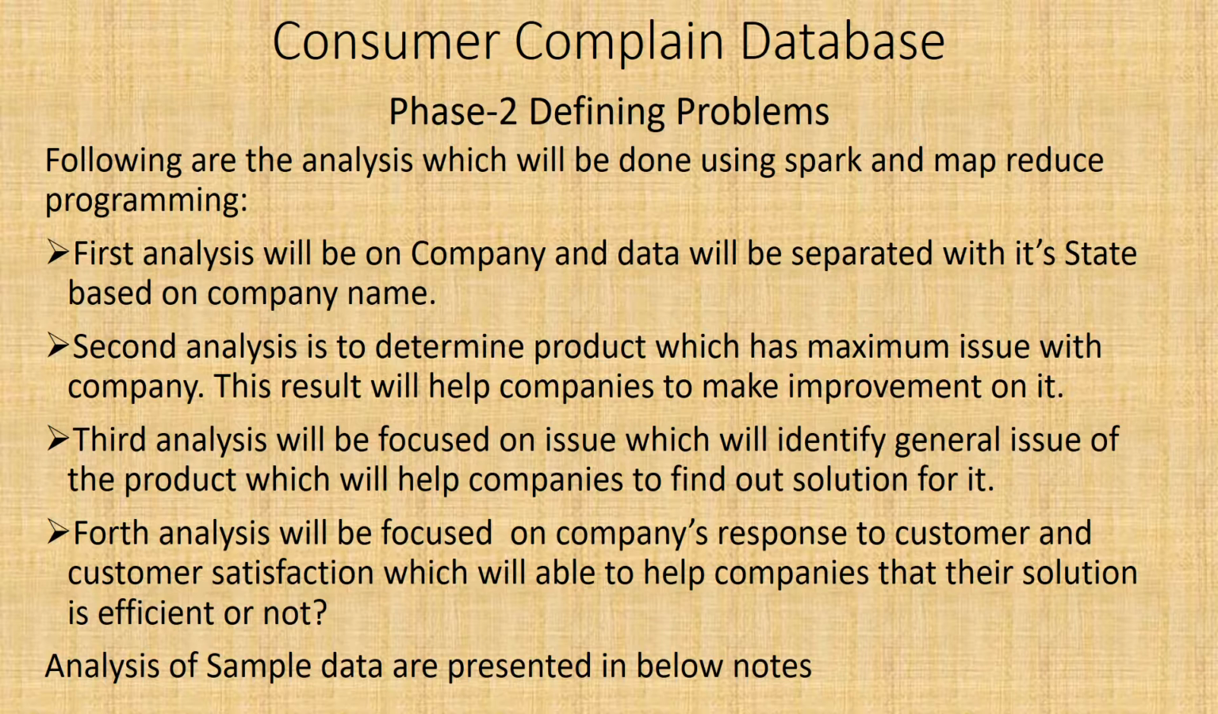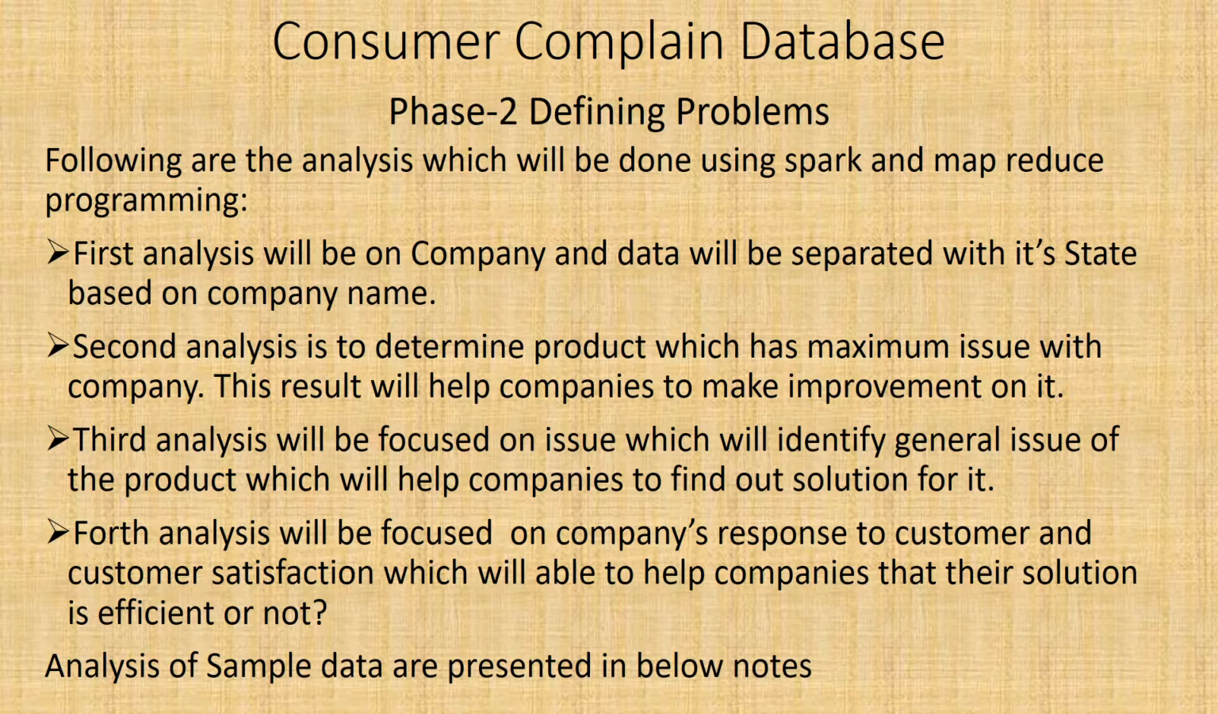So from the first analysis, which was company name and state, now the second analysis will be based on the product of that company. That company has like a hundred issues of product A, and 20 issues of product B. So I will put that product A in the report and give it to the company, like that product has a maximum issue. The third analysis will be focused on the issue, which will identify general issue of the product, which will help companies to find out the solution.